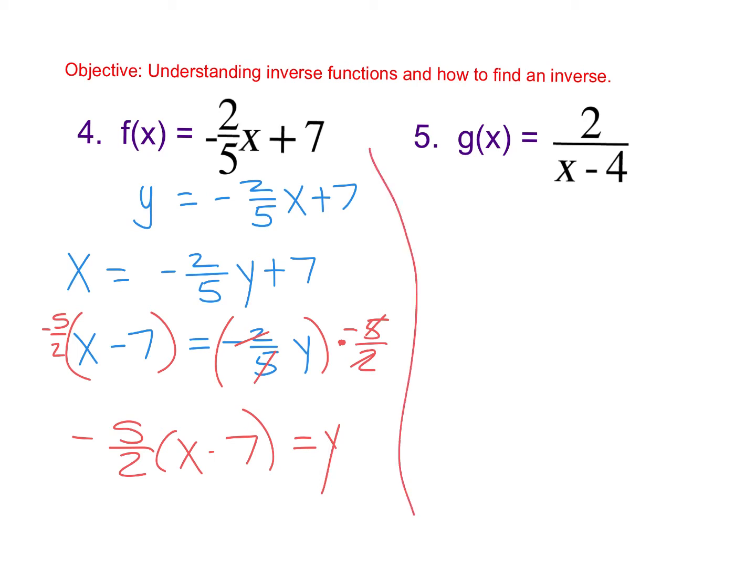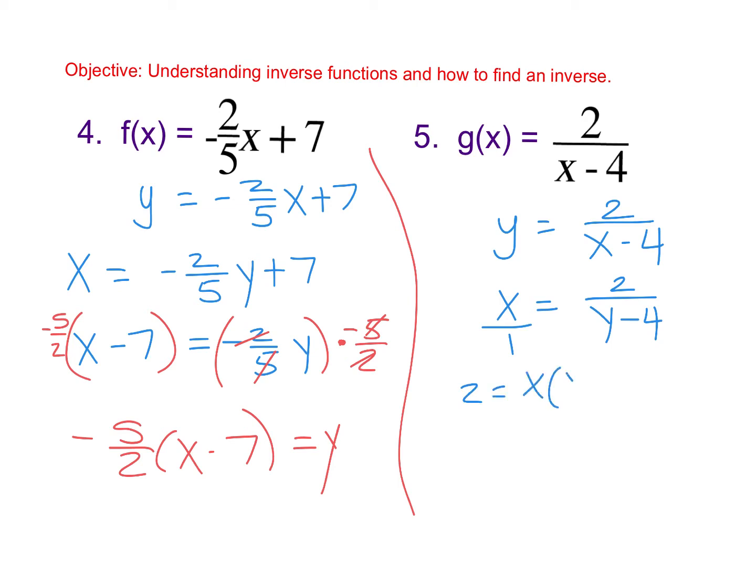All right, next one. Again, y equals, flip-flop my x and my y. All right, so now this one's a little tricky. What do you think we should do to solve? So the easiest way, I think, is to cross multiply. Yeah, cross multiply. So 1 times 2 is 2. And then I have x times y minus 4.